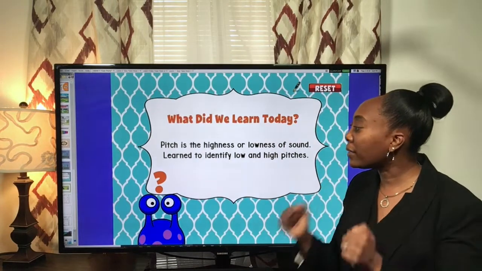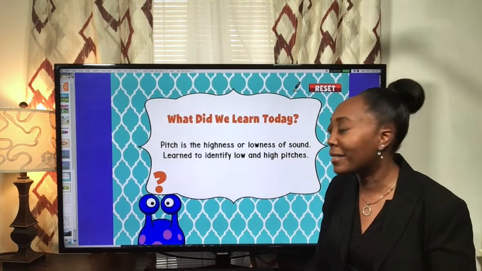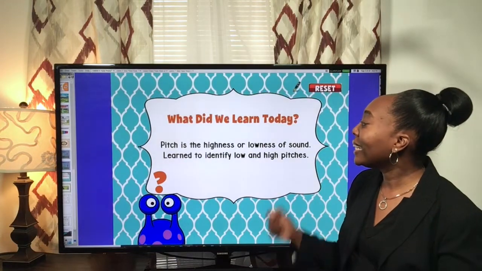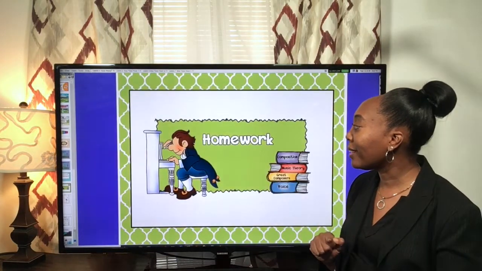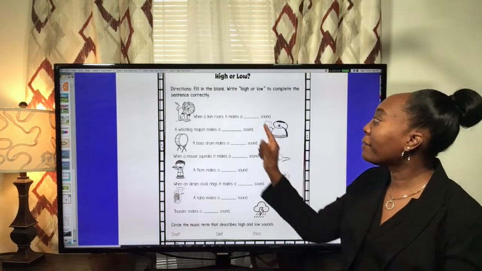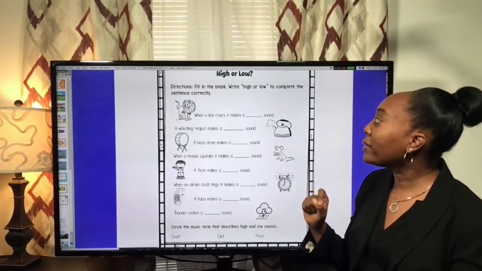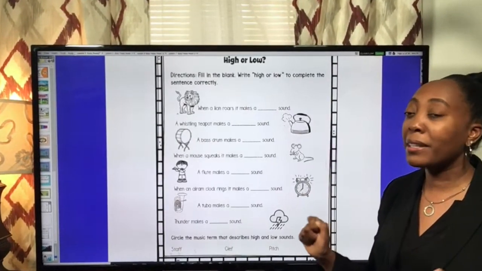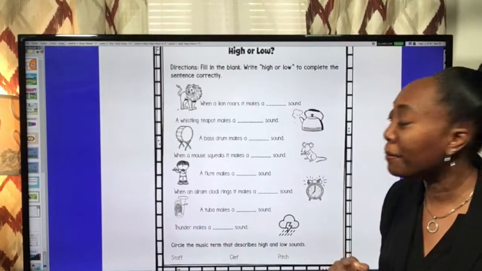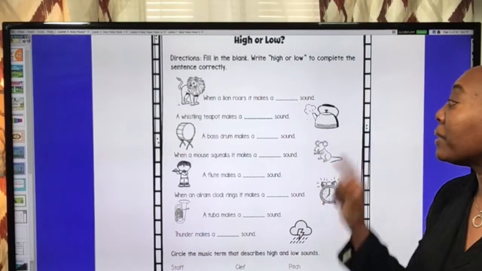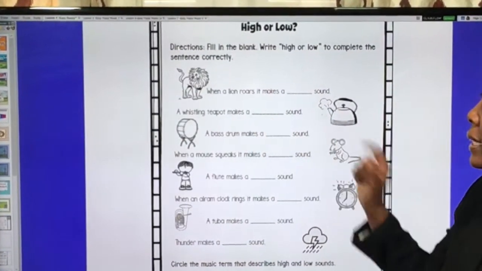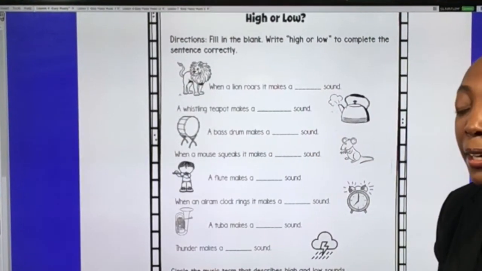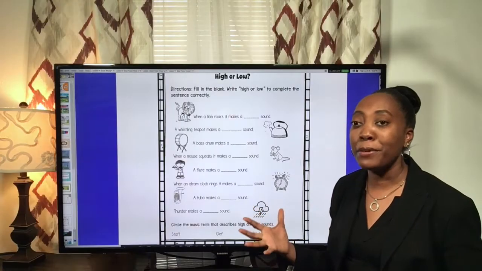All right, so let's talk about our homework for today. Our homework is, well, let's see. Oh, you have to fill in whether or not it's high or low. And I'm not going to tell you because this is relatively easy if you've been listening. So this is your homework. You have to fill it in. And once you get it completed, then you can move along.